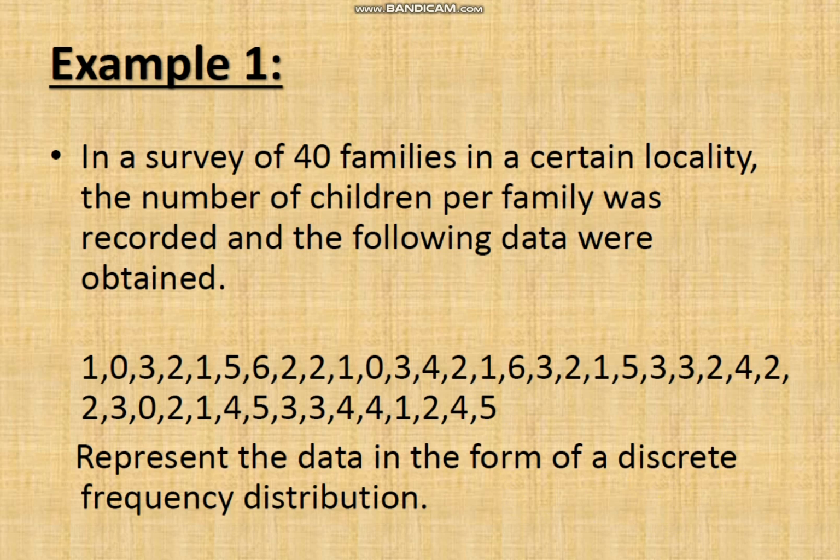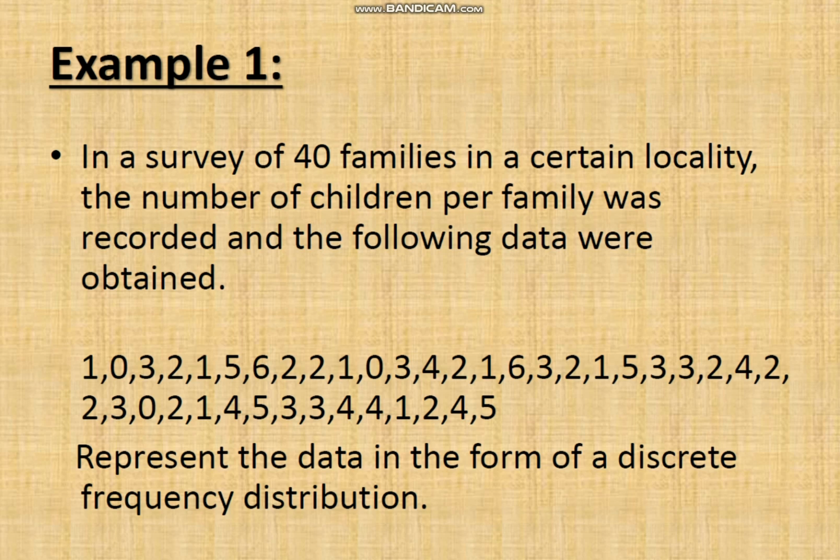Now I told you to take the range, that is, the lowest value and the highest value. The lowest value is 0 and the highest value is 6. After 0, what is the next lowest value? 1. After it 2, after it 3, after it 4, after it 5, and after it 6. That means in this data of 40 families, the number of children varies between 0 and 6. So the families have either 0 children, 1 child, 2 children, 3 children, 4 children, 5 children, or 6 children.